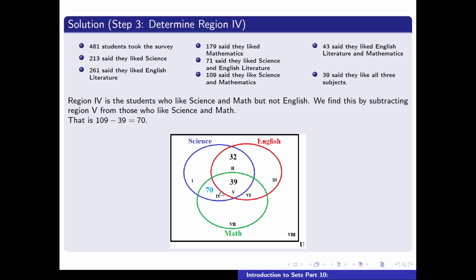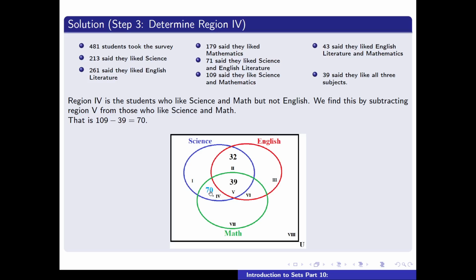Continuing our spiral, working our way to region 4 here. The students that like science and math, but are outside of English. We know how many students like science and math. In fact, 109 said they like science and mathematics. Remember, we've already counted 39 students that like all three. So if we want to know how many like only science and mathematics, we need to subtract the 39 we know from the 109 total students.